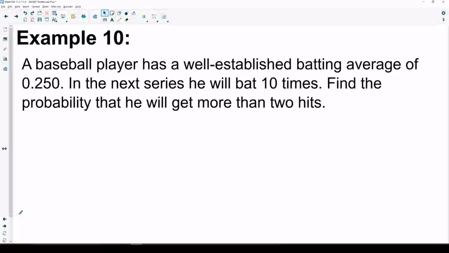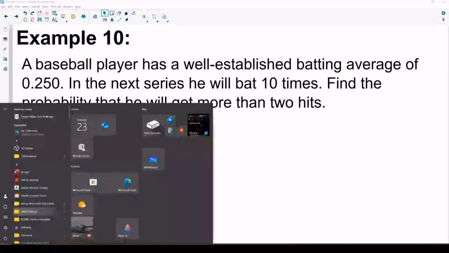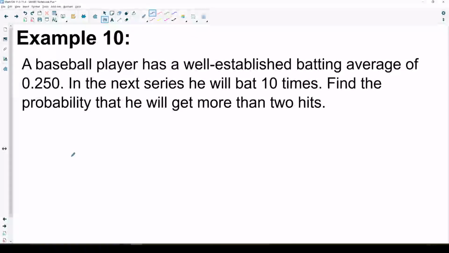Let's take a look at a baseball player. So it says a baseball player has a well-established batting average of .250. In the next series, he will bat 10 times. Find the probability he will get more than 2 hits.